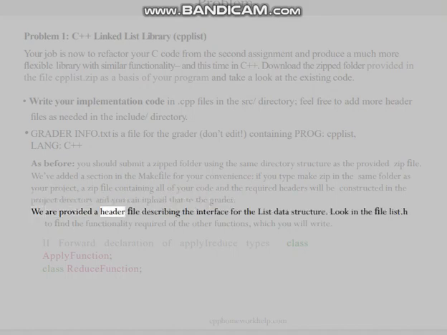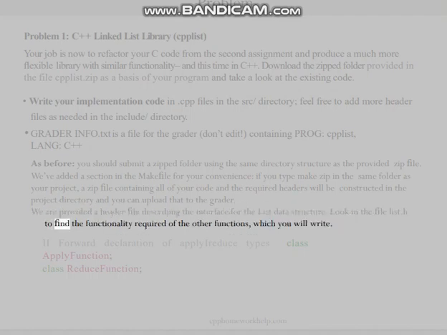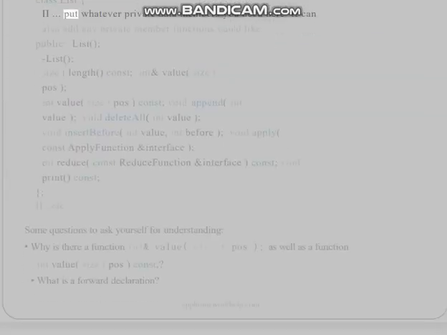We are provided a header file describing the interface for the list data structure. Look in the file list.h to find the functionality required of the other functions, which you will write. Forward declaration of apply and reduce types: class ApplyFunction, class ReduceFunction. Class List. Put whatever private data members you need here. Can also add any private member functions you'd like.